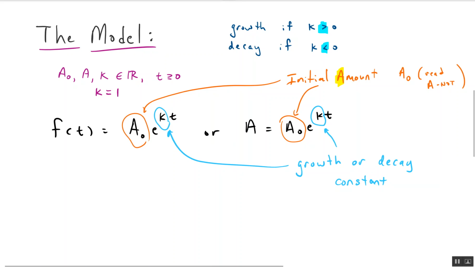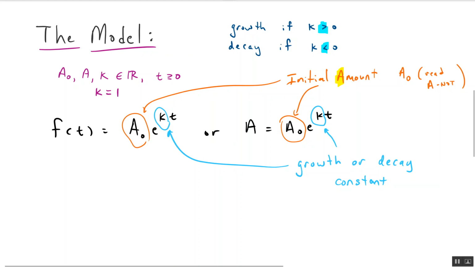So if you see a model that has a negative constant in the exponent, and you know that it's an exponential model of growth or decay, then that k, if it's negative, you know that it's a decay model. If that k is positive, you know that it's a growth model. Super simple.